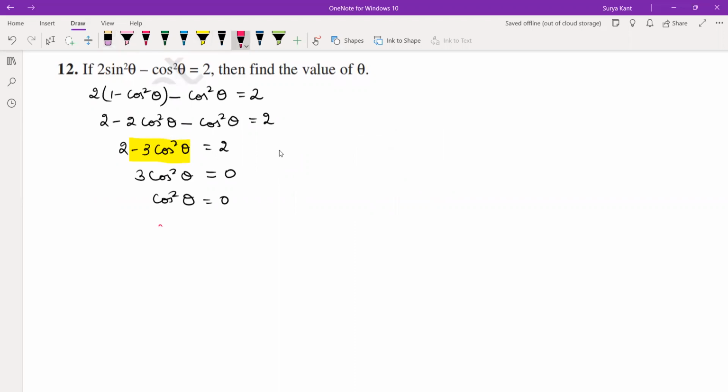Next, cos square theta is 0. Cos theta is 0 when we get what? Cos 90. So theta is equal to 90 degrees. So the value of theta is 90 degrees. That's it. Over.